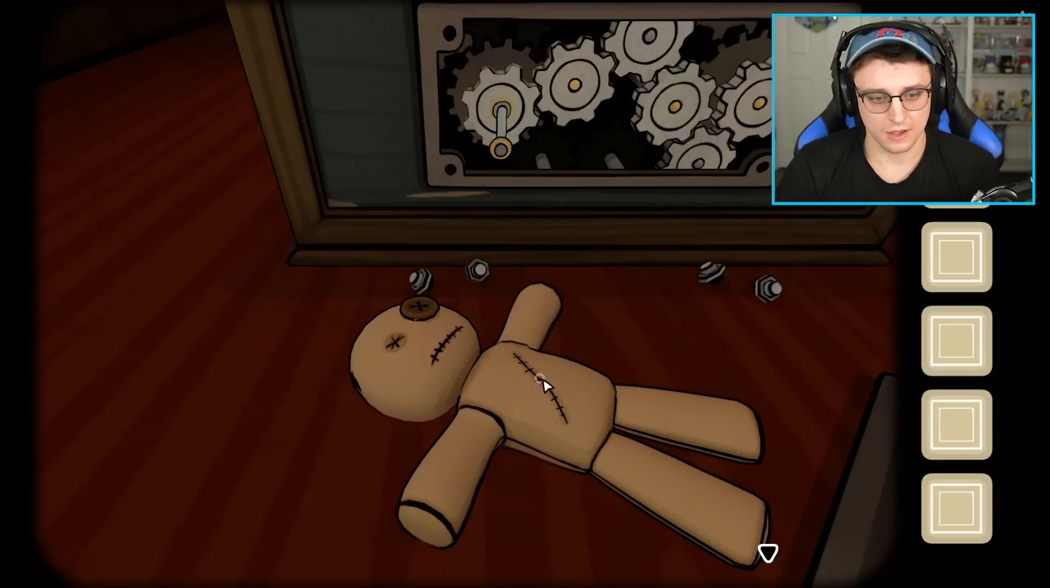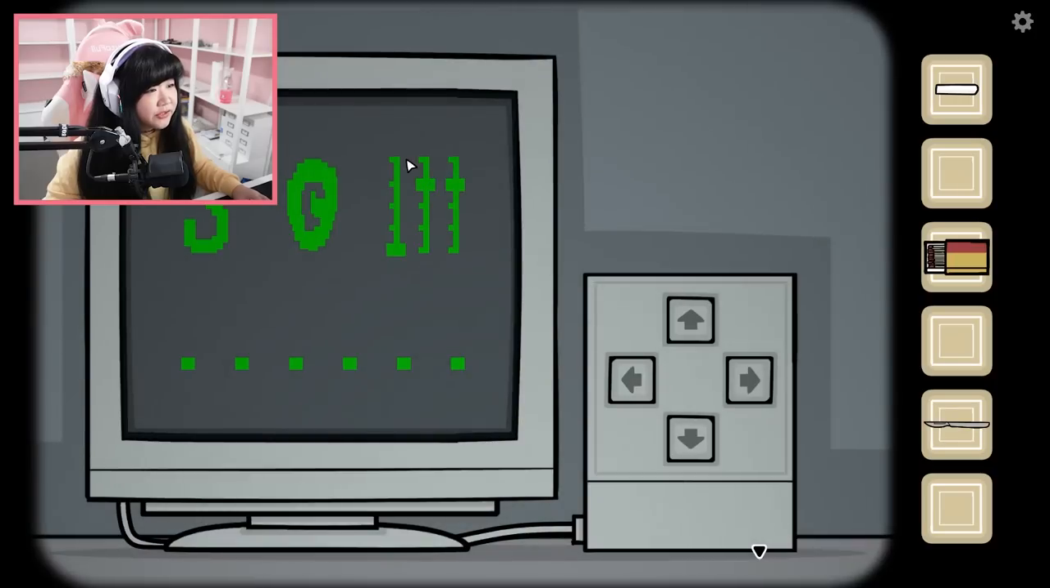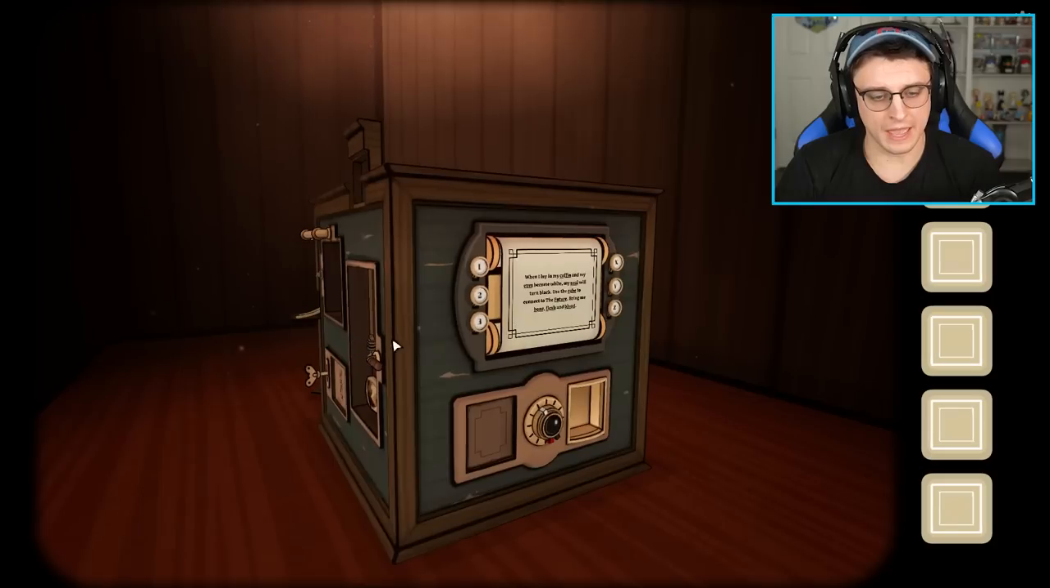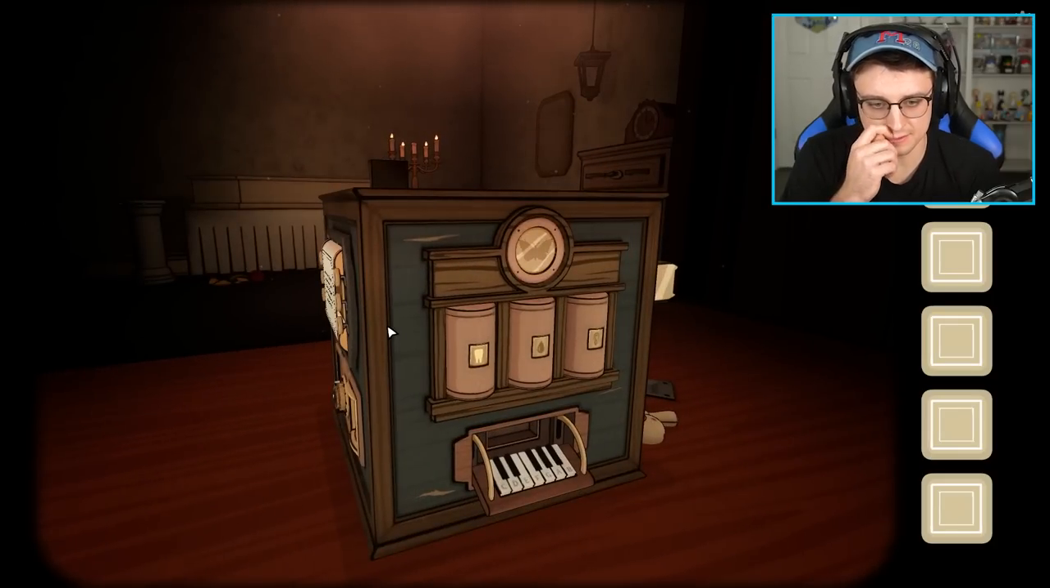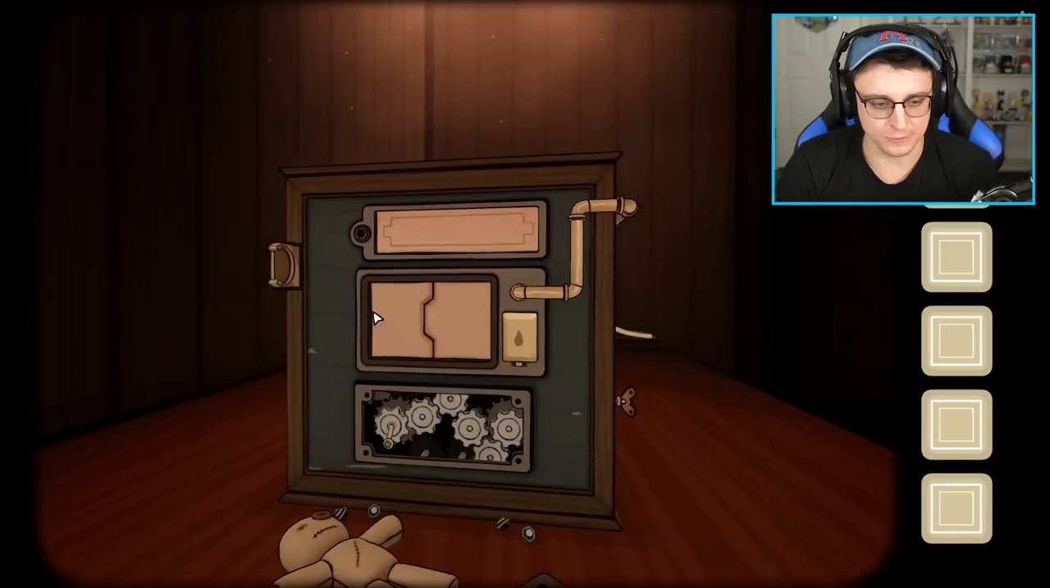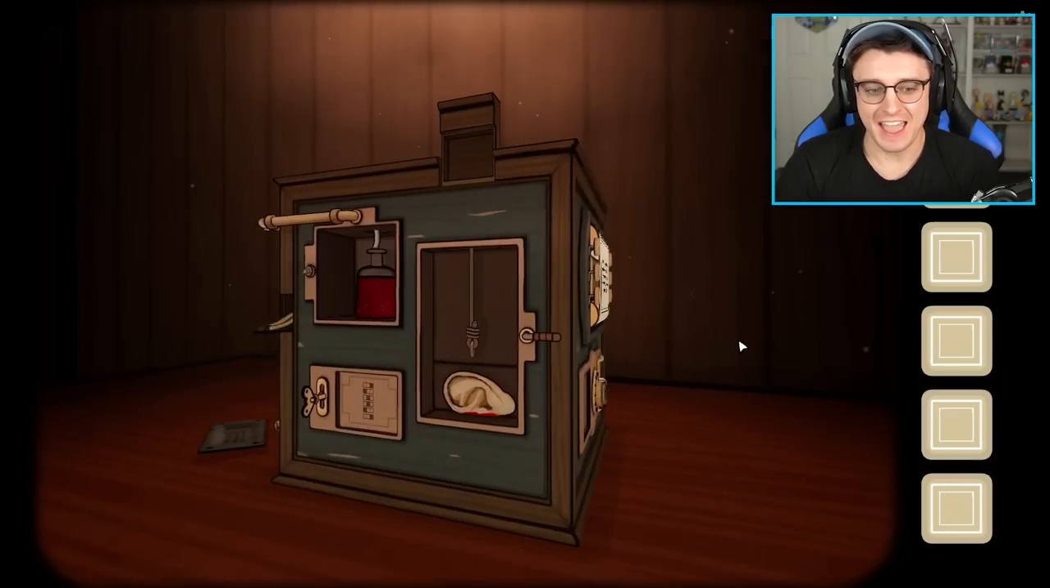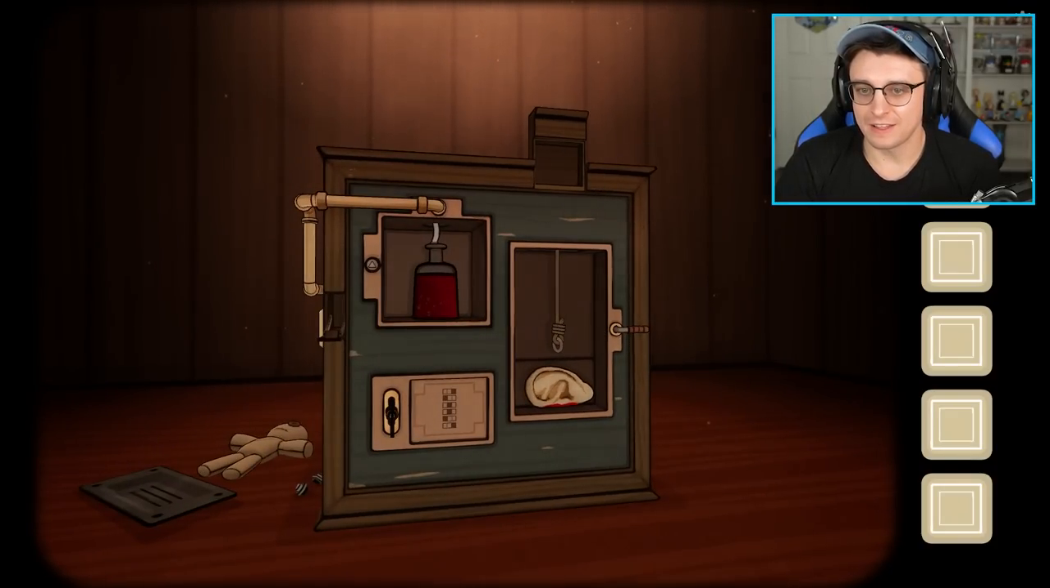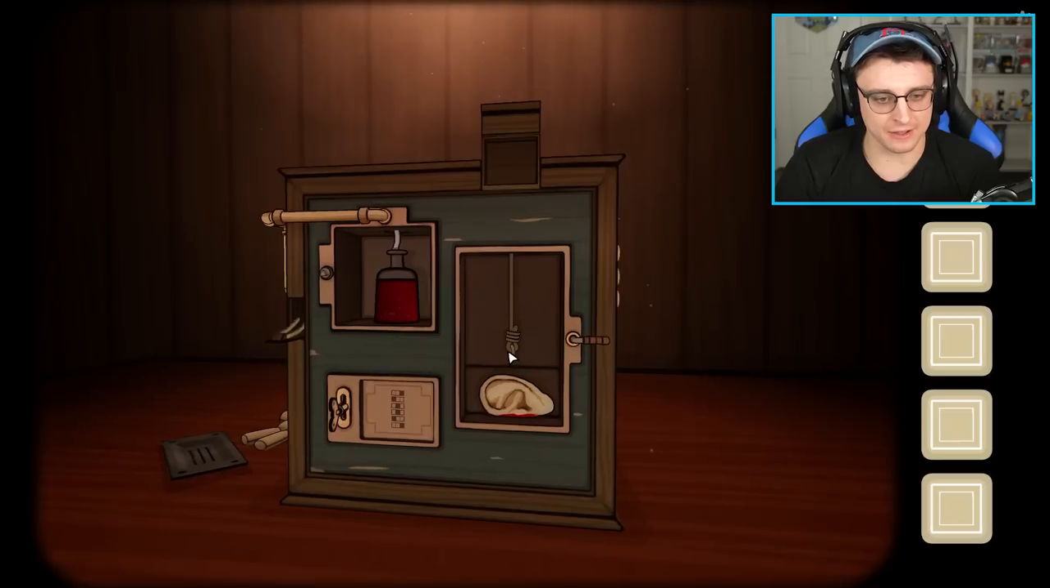1, 2, 3, 4, 5. Okay. Five different clicks and then three columns of five different clicks. Okay, I just shook the teddy bear. Look, it's not a teddy bear. Let's be honest, it's a voodoo doll. I shook it and it fell. I got a hook from it. So I got a hook.